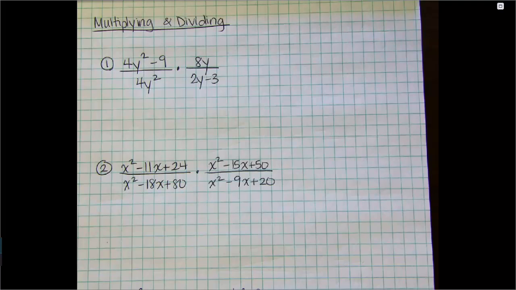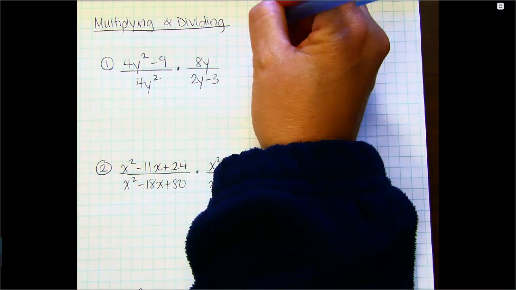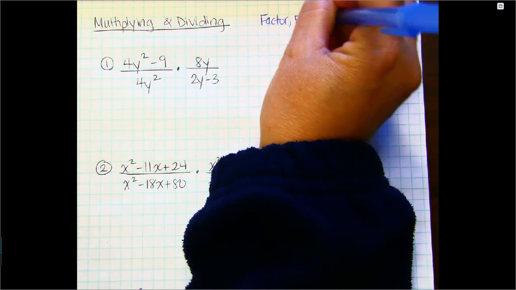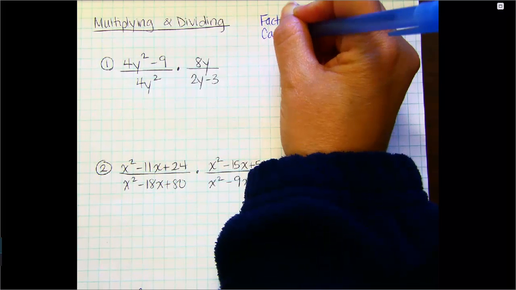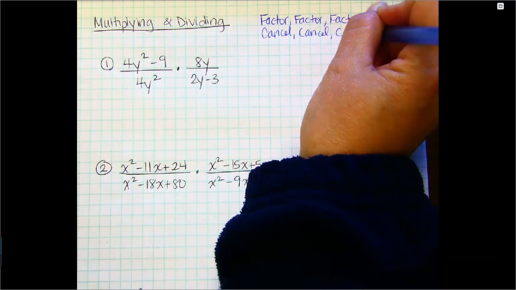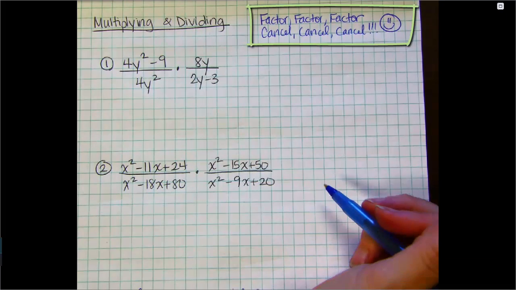Here we go. So the key with multiplying and dividing fractions is you need to factor as much as possible, because once you've factored everything, you can cancel like factors top to bottom. So my saying with multiplying and dividing fractions is factor, factor, factor, cancel, cancel, cancel.